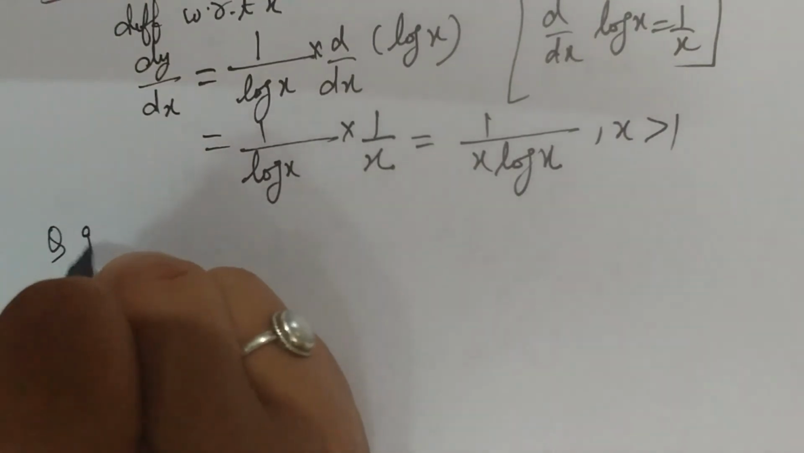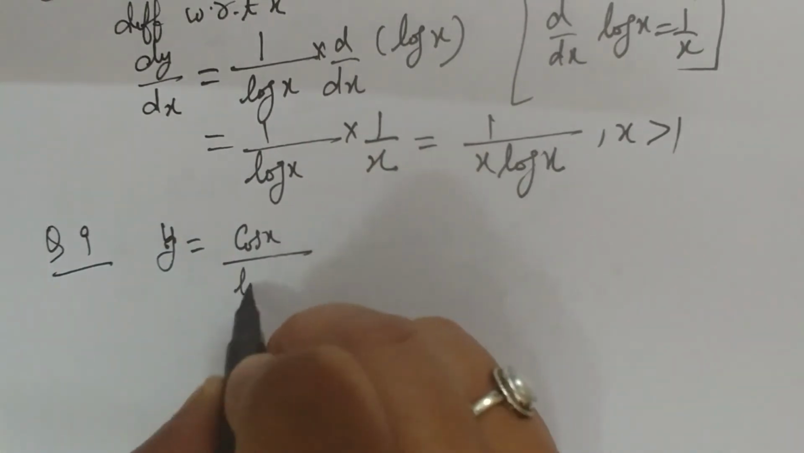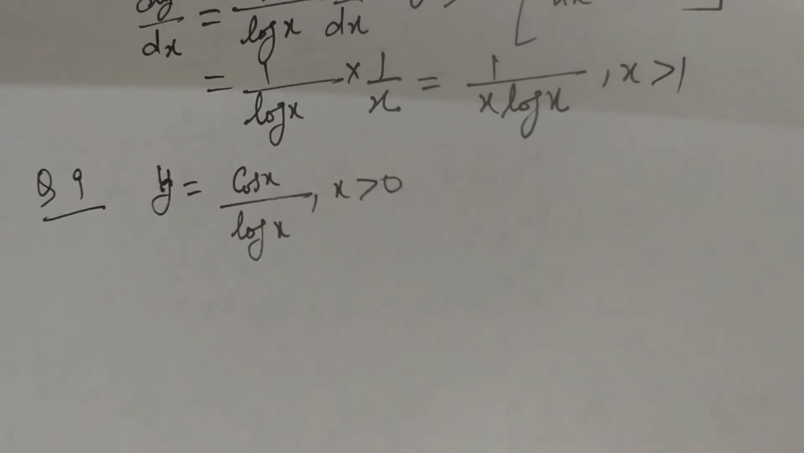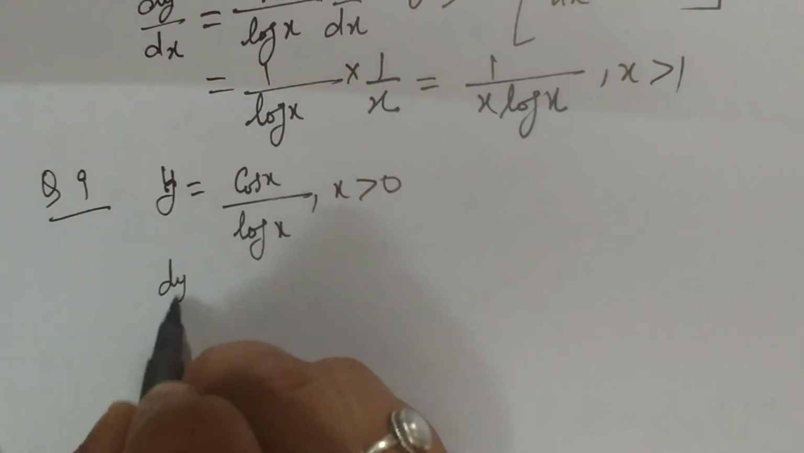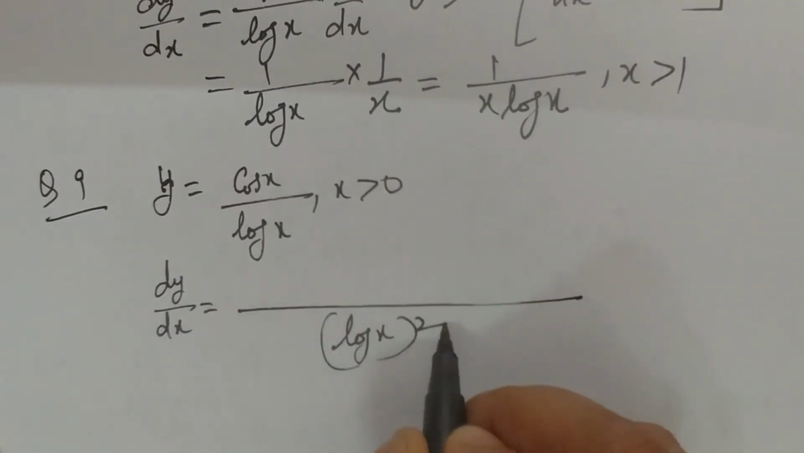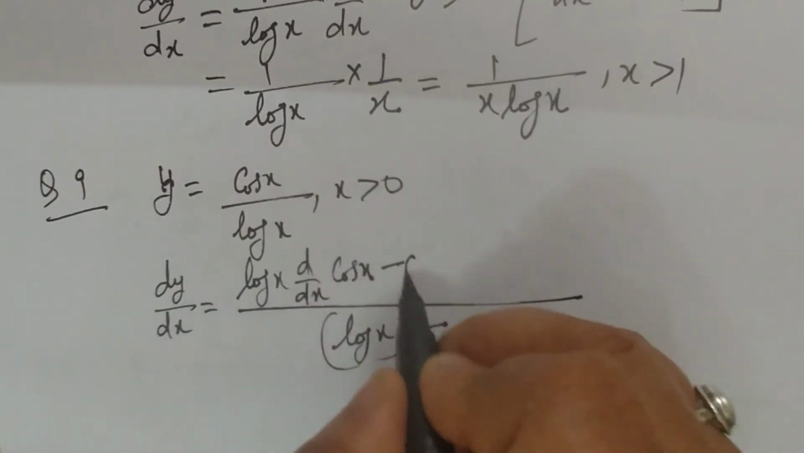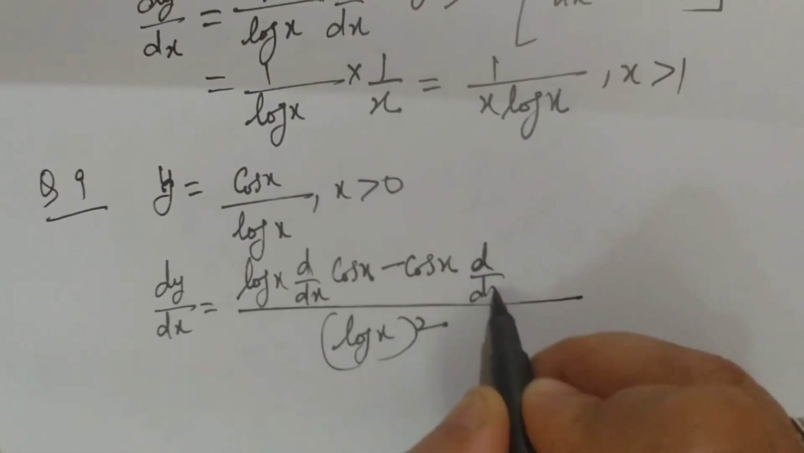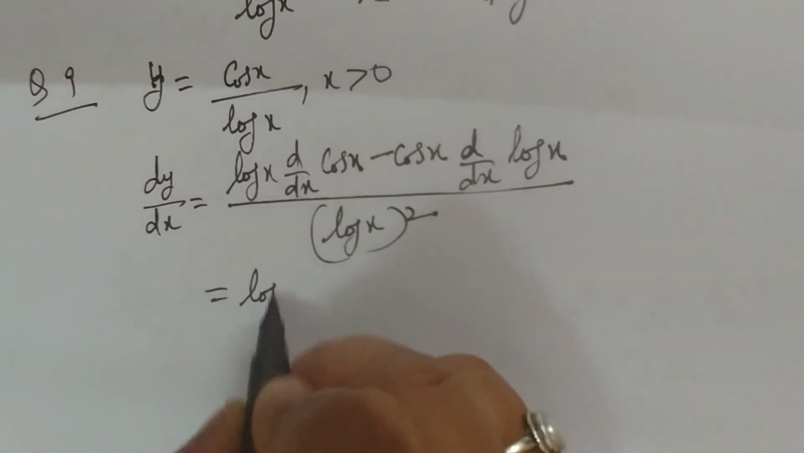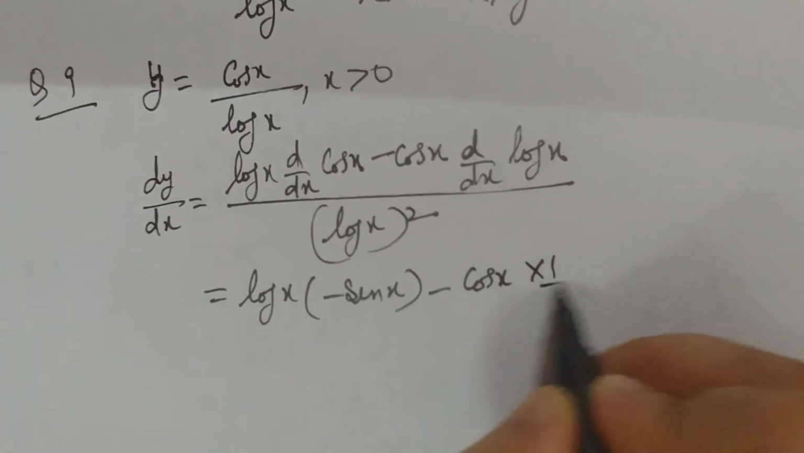Question number 9. y is equal to cos x upon log x for x positive. You have to differentiate it. Again, it is a question of the quotient rule. So differentiating using the quotient rule, how will I go? Log x whole square, log x d/dx of cos x minus cos x d/dx of log x. So log x, the derivative of cos is minus sin x, the derivative of log is 1 upon x.